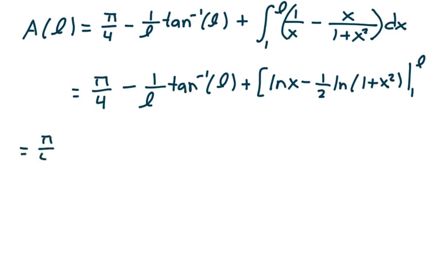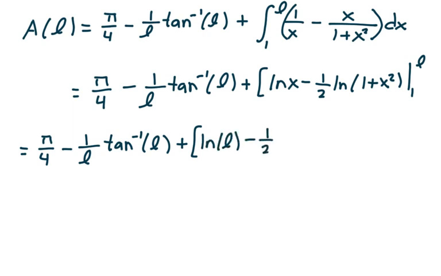Now, this is pi over 4 minus 1 over L, arctangent of L, plus, then if I pop the L in, I get natural log of L minus 1/2 natural log of 1 plus L squared. If I replace x with 1, natural log of 1 is 0. And then we get plus 1/2 natural log of 2.